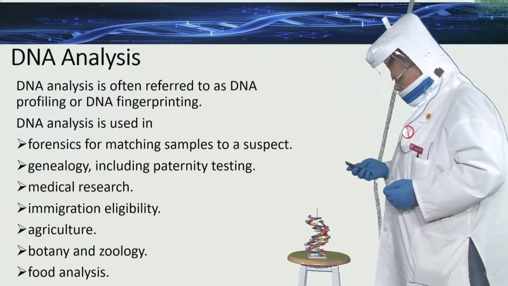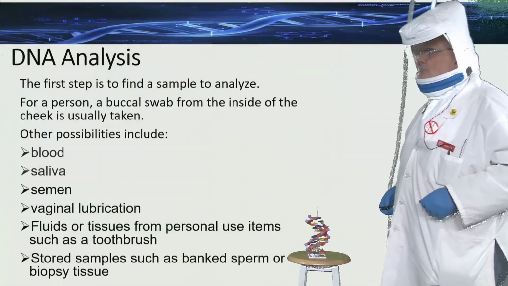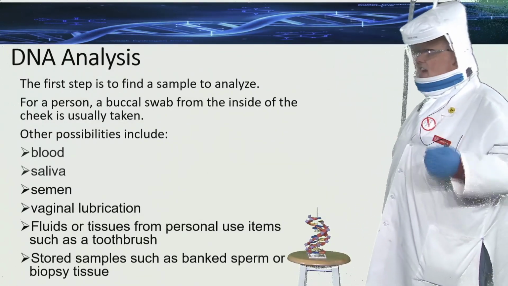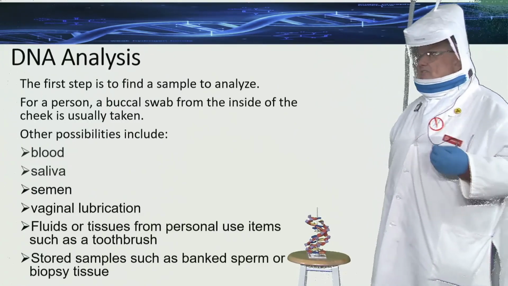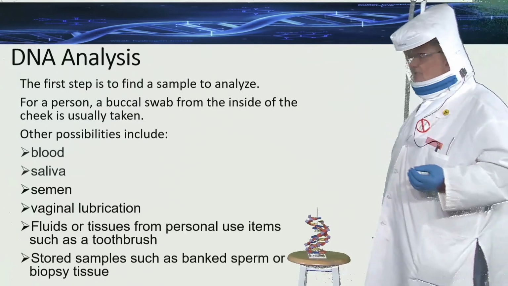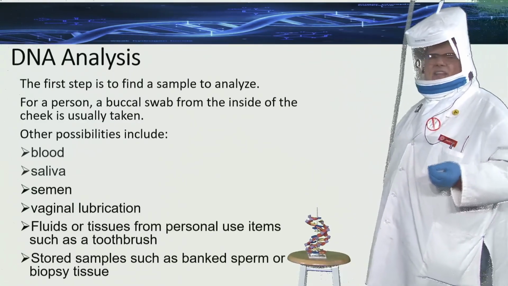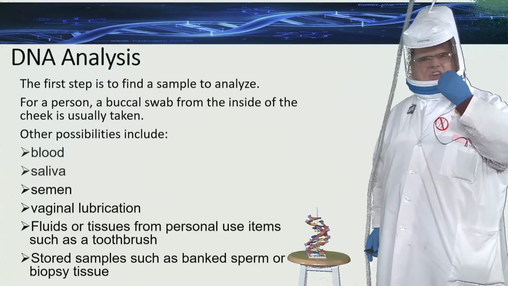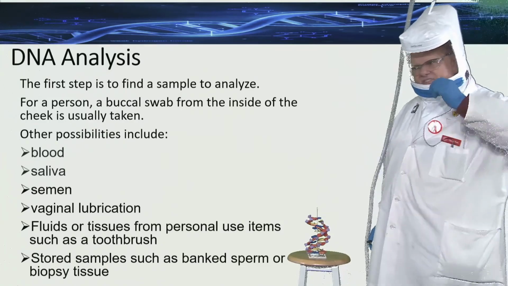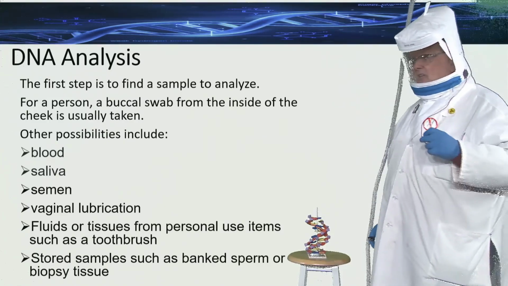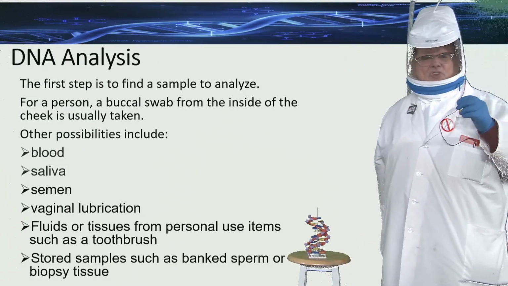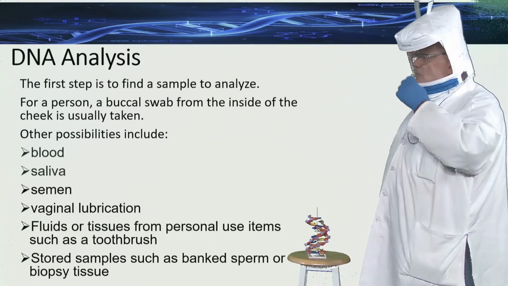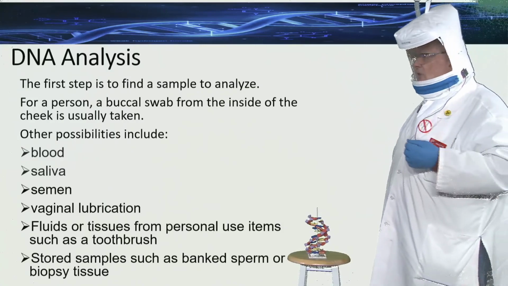The first step that's used in DNA analysis is to find a sample to analyze. Now, if it's a person, most often they take what is called a buccal swab, and that's where they take a Q-tip and put that on the inside of your cheek. It does not require hard scraping. I always tell my students, you don't have to scrape hard. I don't want to see the Q-tip coming out the other side of your skin. But you just do that and you'll get some cells.